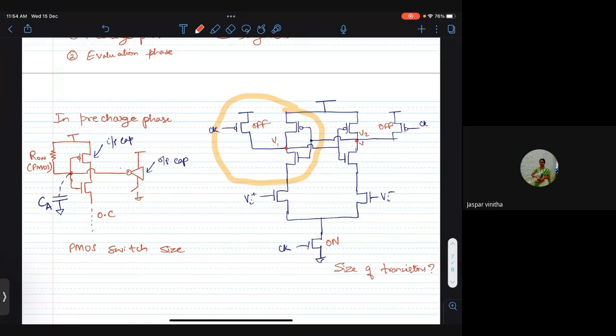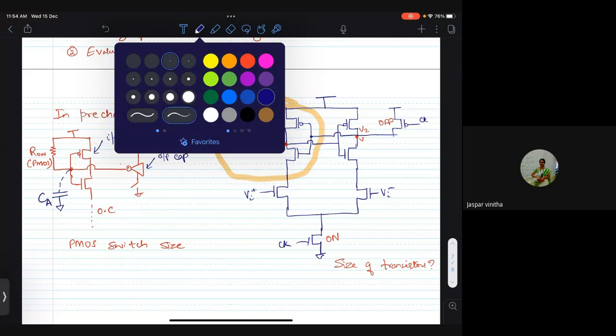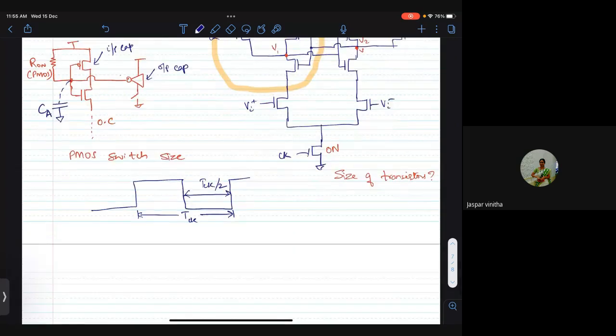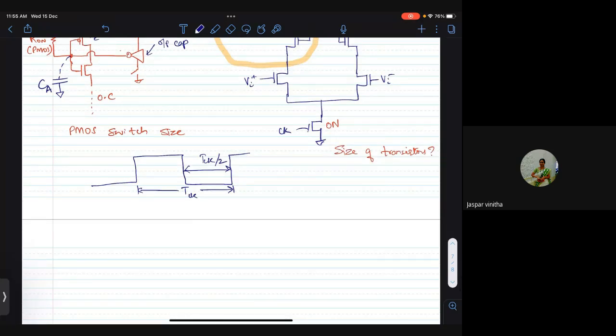So if you are designing this circuit to operate at some clock frequency, which gives you some period T clock, when the clock is 0, this duration, within half the clock period, the output should charge from 0 to VDD. So you should design the PMOS transistor such that its on resistance is low enough for it to charge from 0 to VDD.